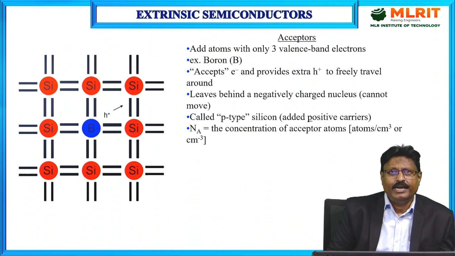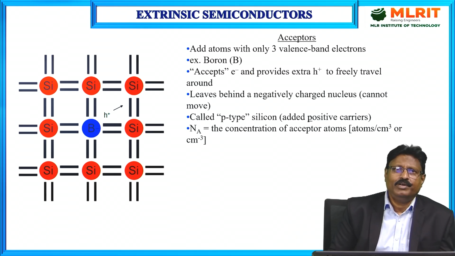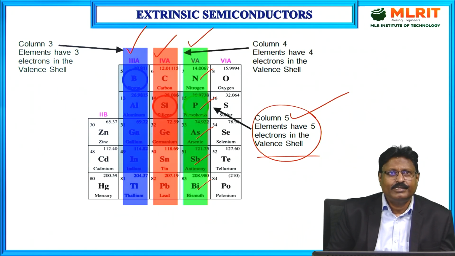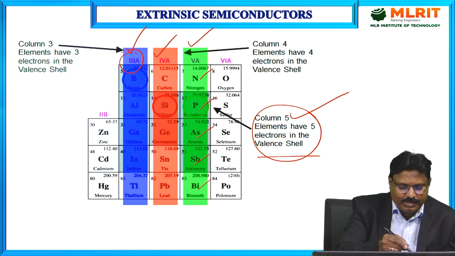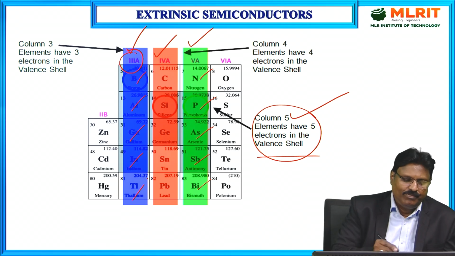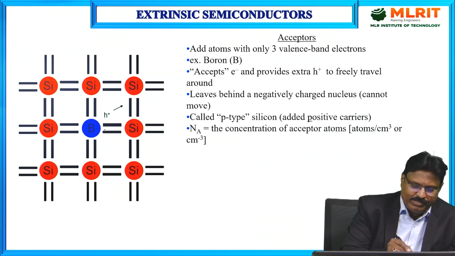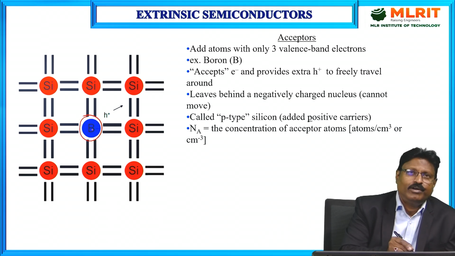Now the second option, where I need to dope an impurity atom into the system in such a manner that I increase the number of holes in the valence band. So here I need to select the atom from group 3A. What are those elements? Boron, aluminum, gallium, indium and thallium. If you observe the valence electrons, 3 valence electrons will be there. As you can see here, boron, which has 3 valence electrons, is doped into the silicon system.